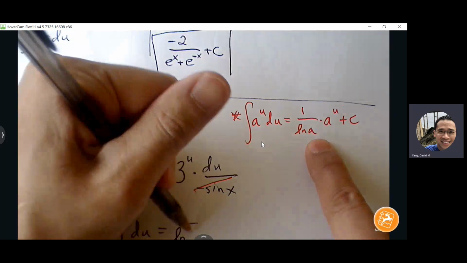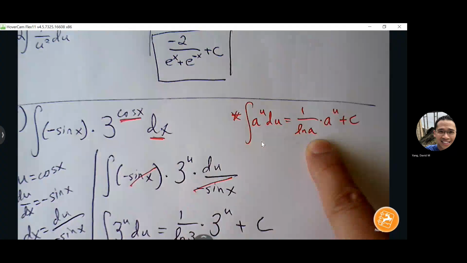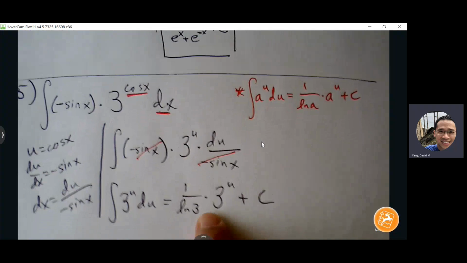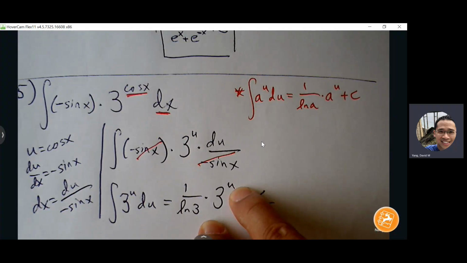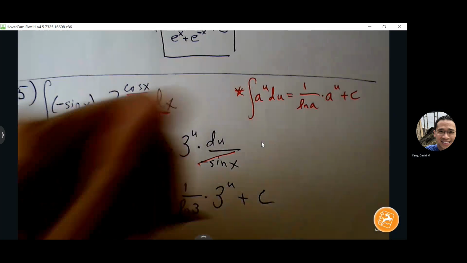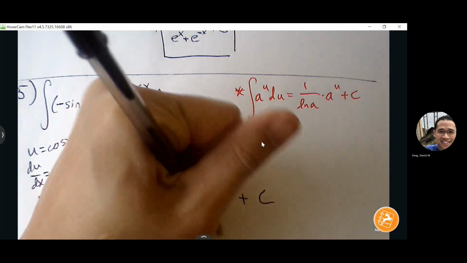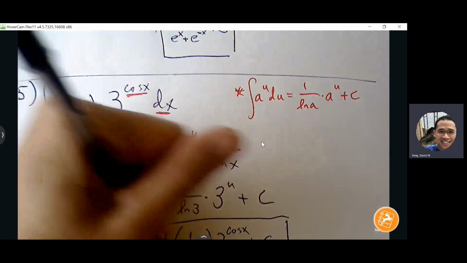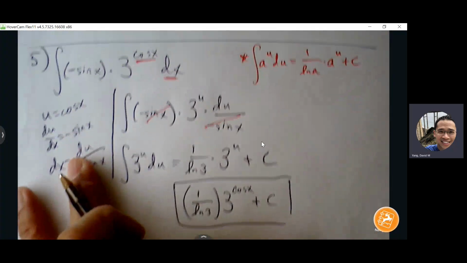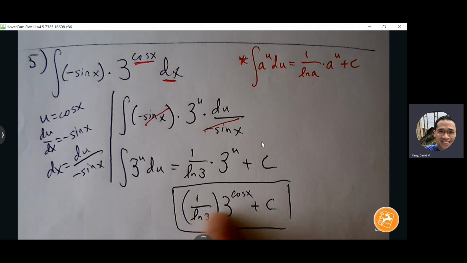My a is 3. So there's my antiderivative. There's my answer. My only adjustment that I need to still make is replace the u back in terms of my original variable. If you want, you can put the natural log of 3 below this value, this a to the u, or I can leave it outside. It's up to you.